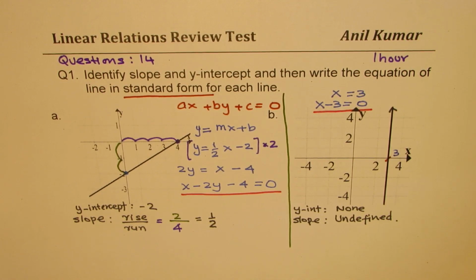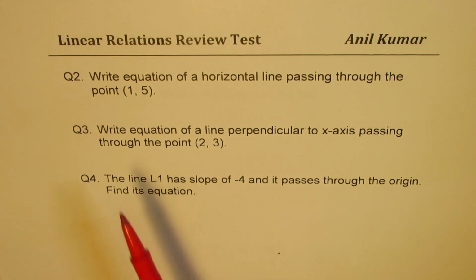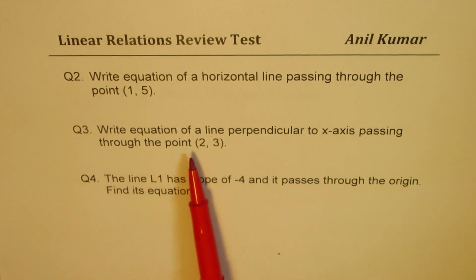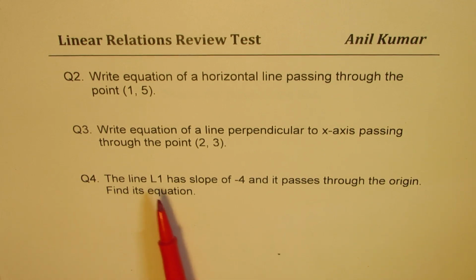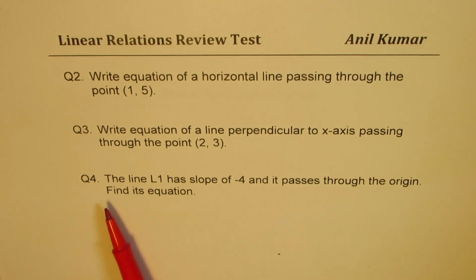Now let's take up question number 2. Now we have 3 short answer knowledge based questions. Question number 2. Write equation of a horizontal line passing through the point 1, 5. Question number 3. Write equation of a line perpendicular to x-axis passing through the point 2, 3. And question number 4 is, the line L1 has slope of -4 and it passes through origin. Find its equation. You can now pause the video and answer these questions.